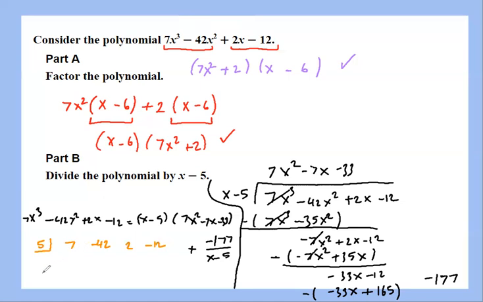Okay, and then you bring this down, which will be 7. Multiply 5 by 7 is 35. If you add these, you will get negative 7. Okay, and then that will be 5 times negative 7 is negative 35. If you combine those, that will be negative 33. If you multiply this by this, that will be negative 165. If you combine, you get negative 177. So the last number we have right here is going to be the remainder, which is what we have.